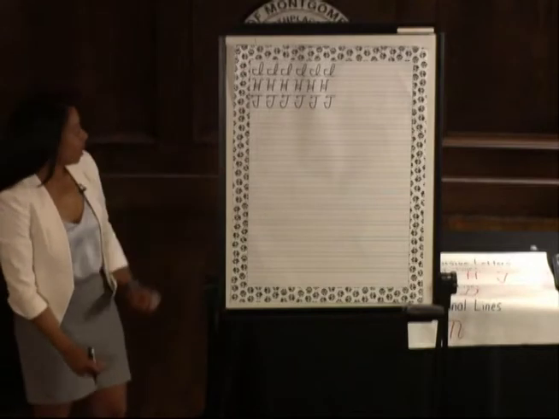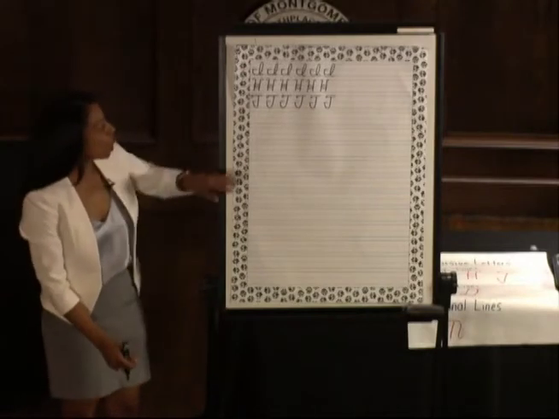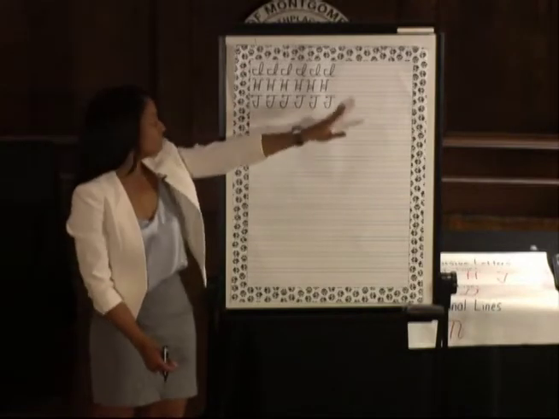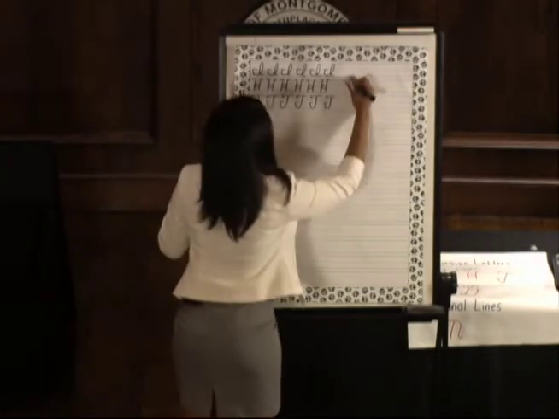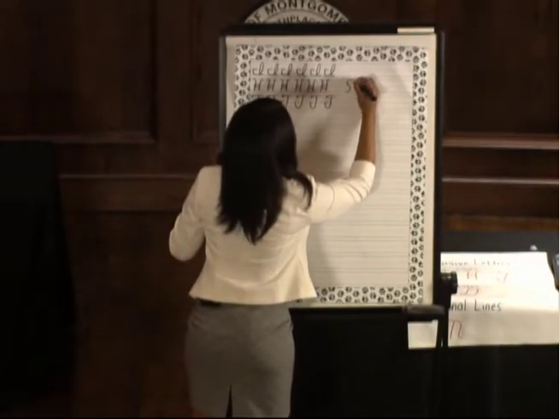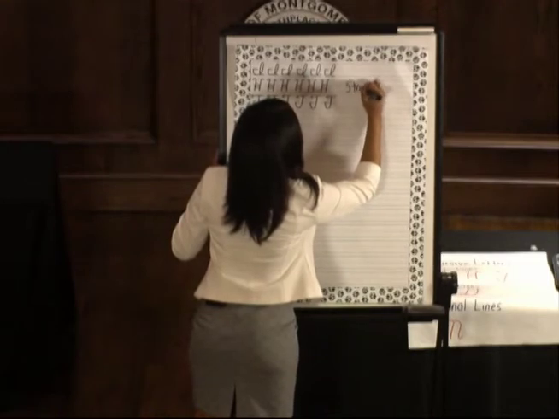Outstanding. So let's move on to the curved lines. We just did these right here. These three letters are called straight lines.